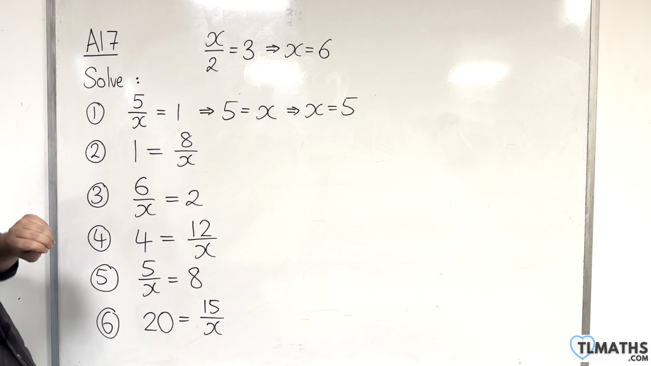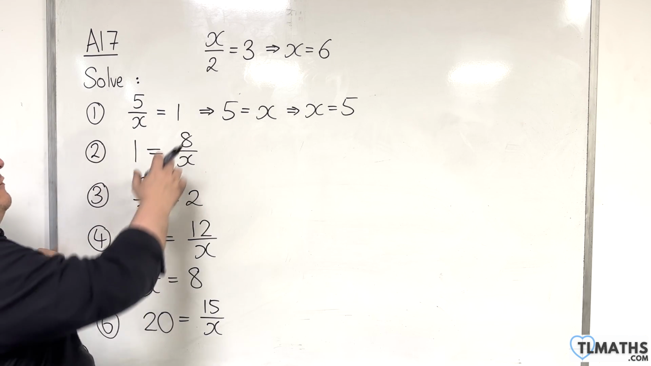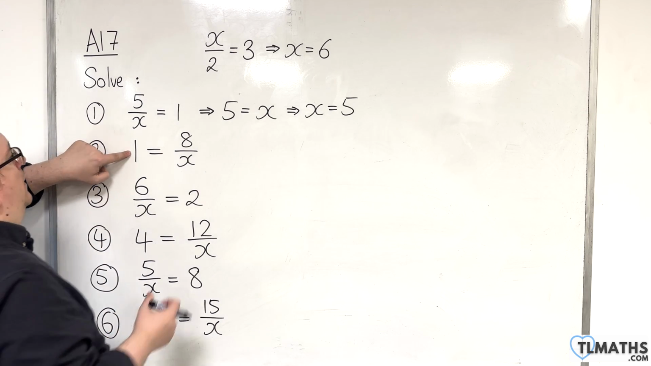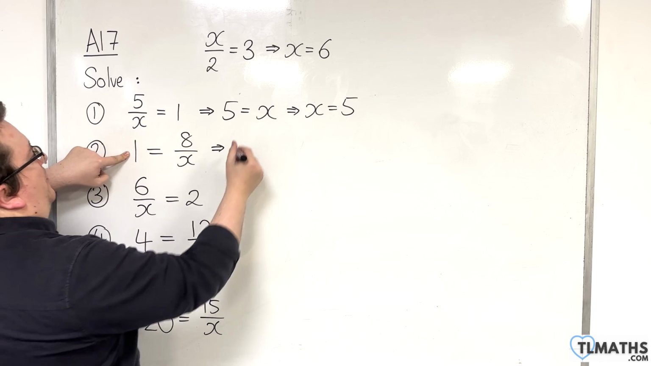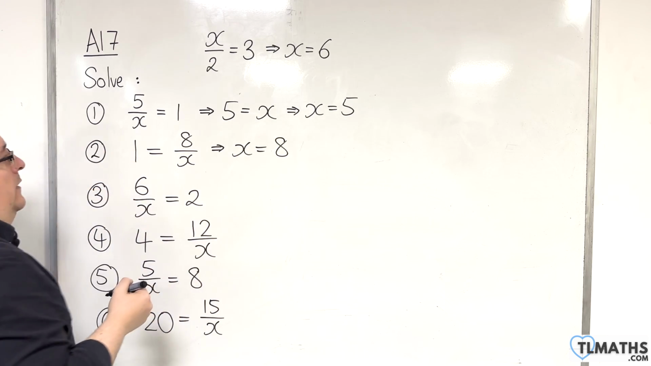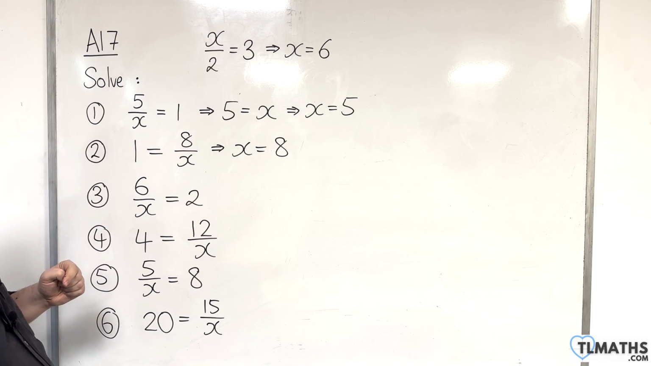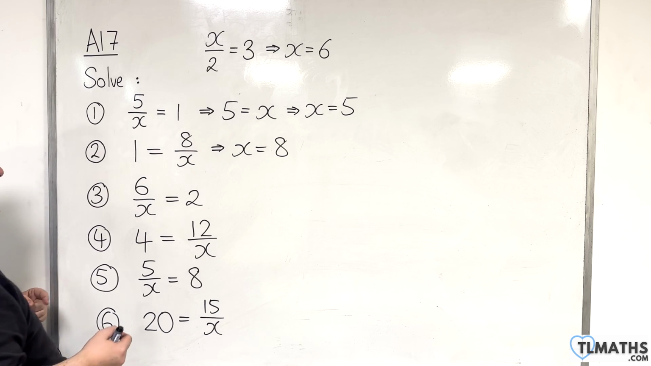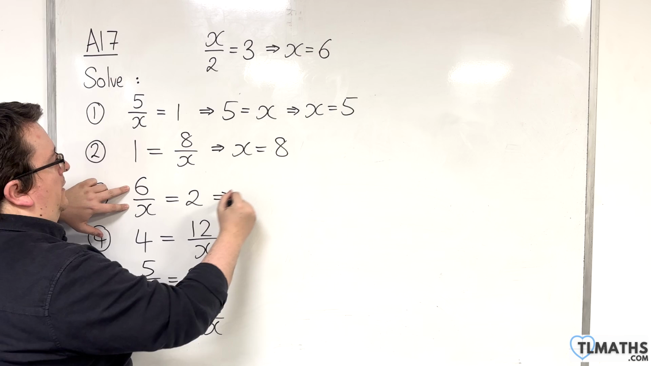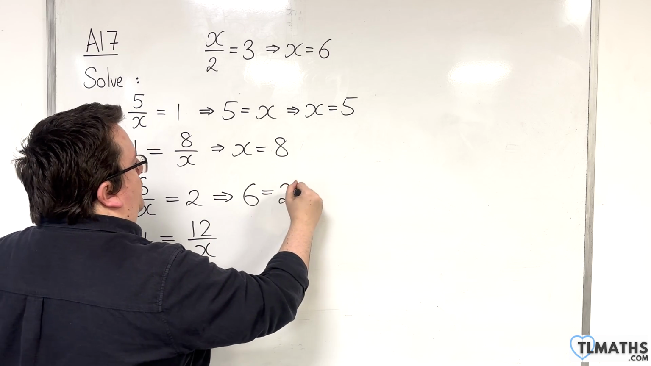So, number 2, we've got the x on the right-hand side of the equation now, but no worries. We've got 8 divided by x, so what we'll do is we'll multiply both sides by x. On the left-hand side, we'll have 1 times x, which is x, and on the right-hand side, we'll just have 8. And so x equals 8 is the solution. Number 3, we're back to x being on the left-hand side. So we've got 6 divided by x, so we'll multiply both sides by x. So we'll get 6 is equal to 2 times x, so 2x.